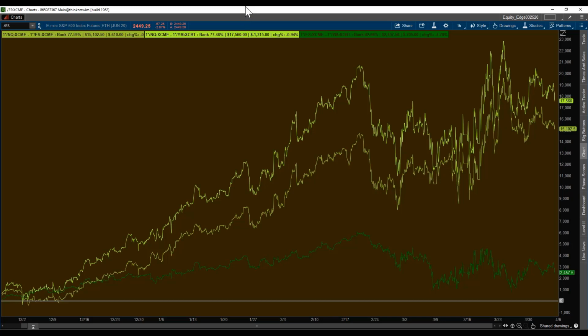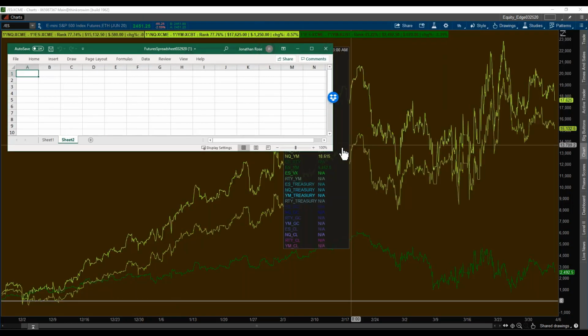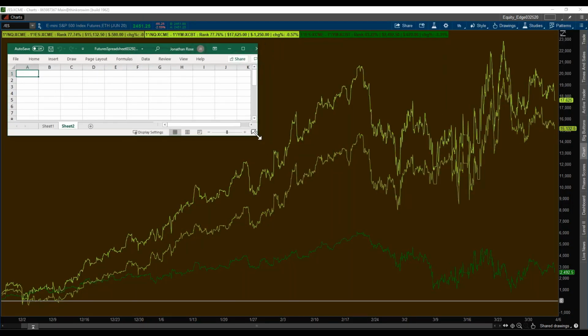Because the Russell is definitely concerning, right? I mean, there's a reason why it's getting just annihilated. Maybe we look somewhere else. And let me just pull up a spreadsheet for this one. And by the way, I do this with every single trade I make. Every single trade I make.